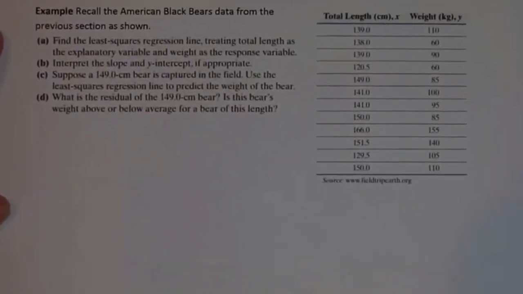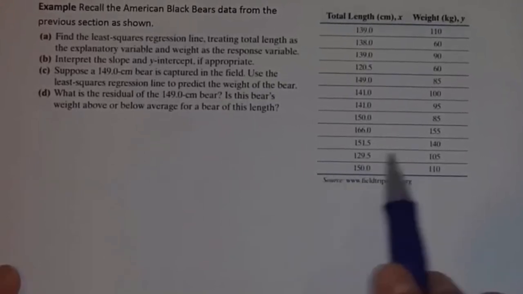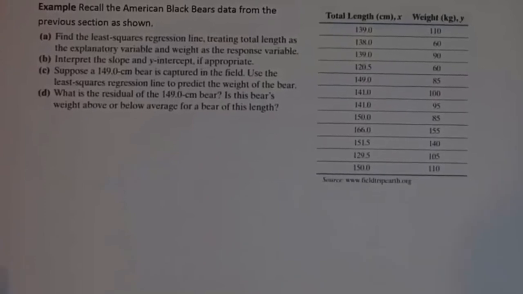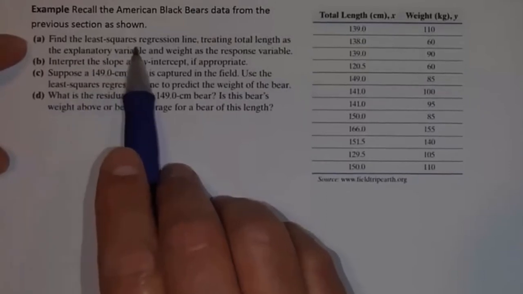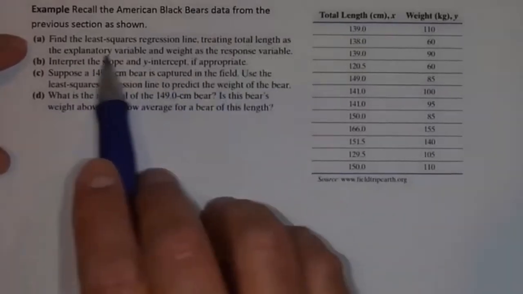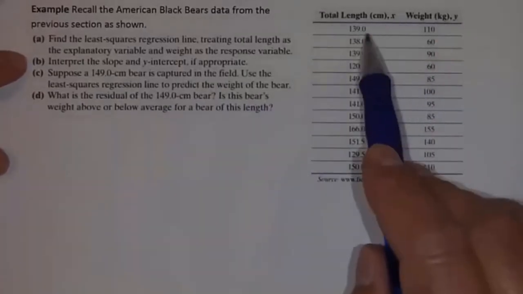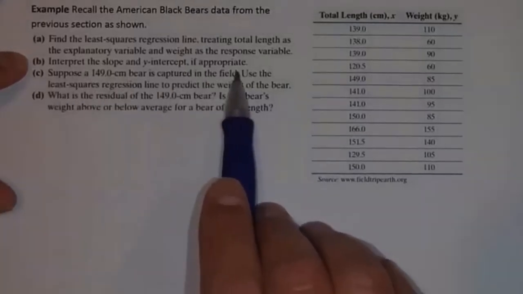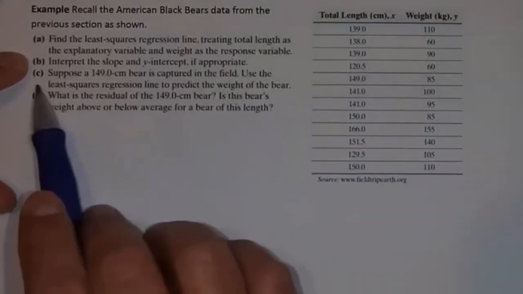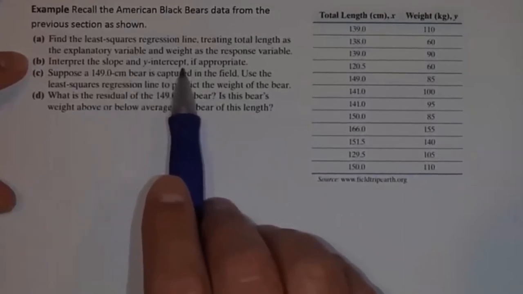So back to this example. At the end of section 4.1, we looked at the American black bear data that I have right here. And I told you I was going to continue this problem through this chapter. So we want to find the least squares regression line, treating total length as the explanatory variable and weight as the response variable. So again, this is the x, this is the y. We want to interpret the slope and y-intercept if possible. We'll always be able to interpret the slope. We may or may not be able to interpret the y-intercept.